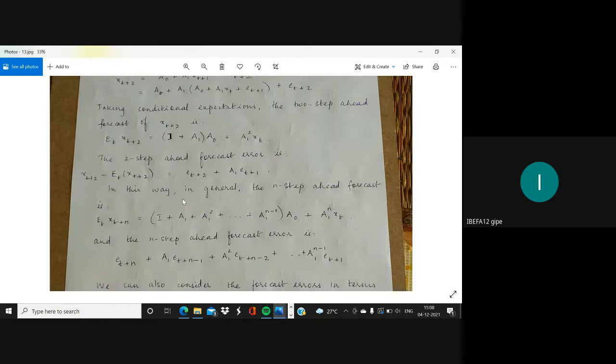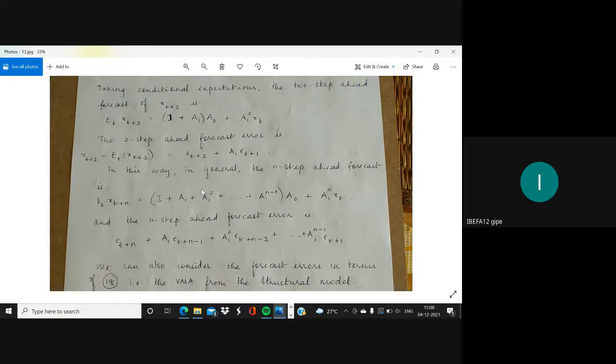If you keep repeating this process n steps ahead, or n periods ahead, and you forecast all these time series that you have in your VAR model n periods ahead, then you'll be able to generate the n step ahead forecast. Okay? So this is the form that the forecast will take, and your n step ahead forecast error will be this. If you do xt plus n minus expectation of xt plus n, you'll get these terms.